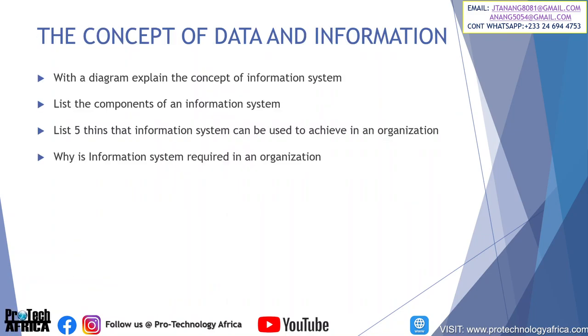So the next thing we'll look at is the concept of data and information, which we've already explained. And then I have some few questions here. With a diagram, explain the concept of information system. Having defined what information system is, I gave you the diagrammatic representation of information system, where I said that we have the input, we have the process, and we have the output, and then we also have the storage. So you should explain what information system is, using a diagram to express that. And then list the components of information system. This explains the first lecture that we have. And then list five things that information system can be used to achieve in an organization. You can write something, and then you can discuss it with me. Send it to me through mail, and then I'll respond to you.